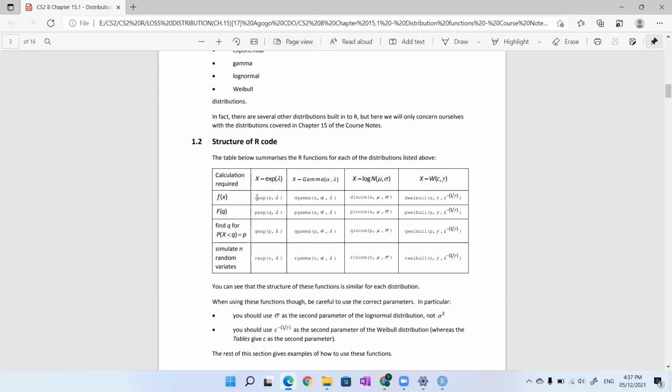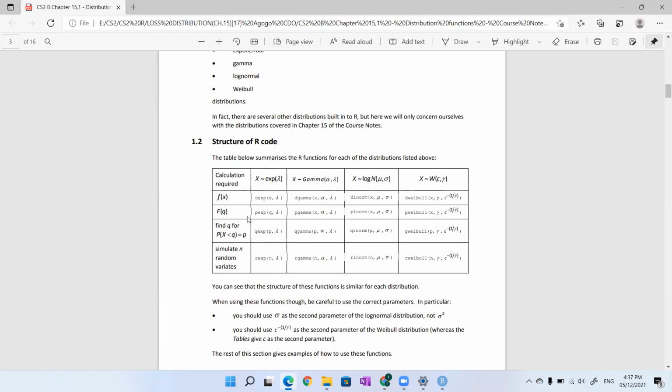For exponential distribution it is DEXP for calculating the PDF. For calculating the CDF, it has to be PEXP. Lambda is a parameter, and x would be the number for which you want the distribution. q is the probability x is less than or equal to q. QEXP is used if you have the CDF value and want the corresponding value of x. And REXP is to generate random numbers. Similarly with gamma, log normal, and Weibull. Don't worry, we will solve a few sums, then you'll get an idea.